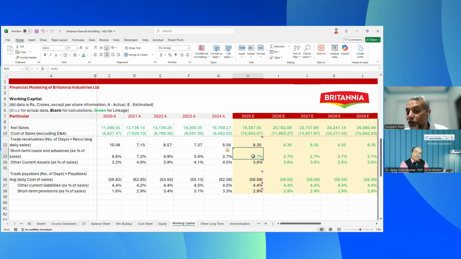In this case, I have not used the average, so I have linked it to the previous year, right? Clearly, because it's a green color, I have shown it as green, that it is linked to a previous year, right? Okay, this is done.